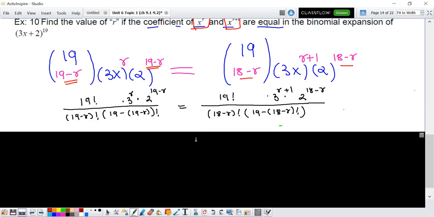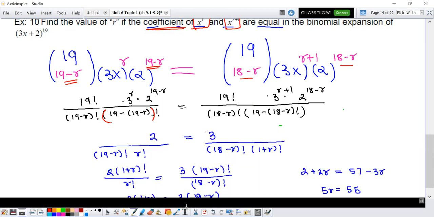So I'm just using the formula: 19 factorial over r factorial times 19 minus r factorial, and the formula says this is a difference of these two. So 19 minus r factorial, 3 to the r, x to the r. But this says coefficient, so we only have to compare those. We just take out the x to the r. We don't need x to the r because we are looking at only the coefficient. 2 to the 19 minus r. This is 3 to the r plus 1, 2 to the 18 minus r, and again using the formula.